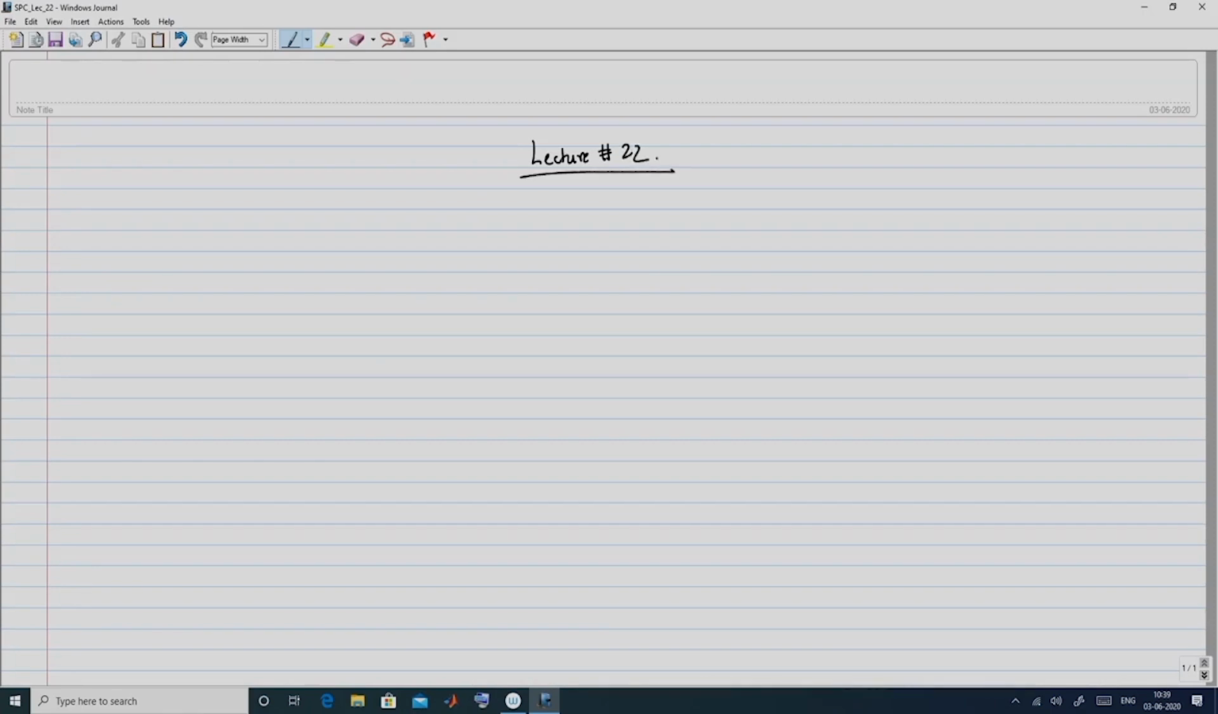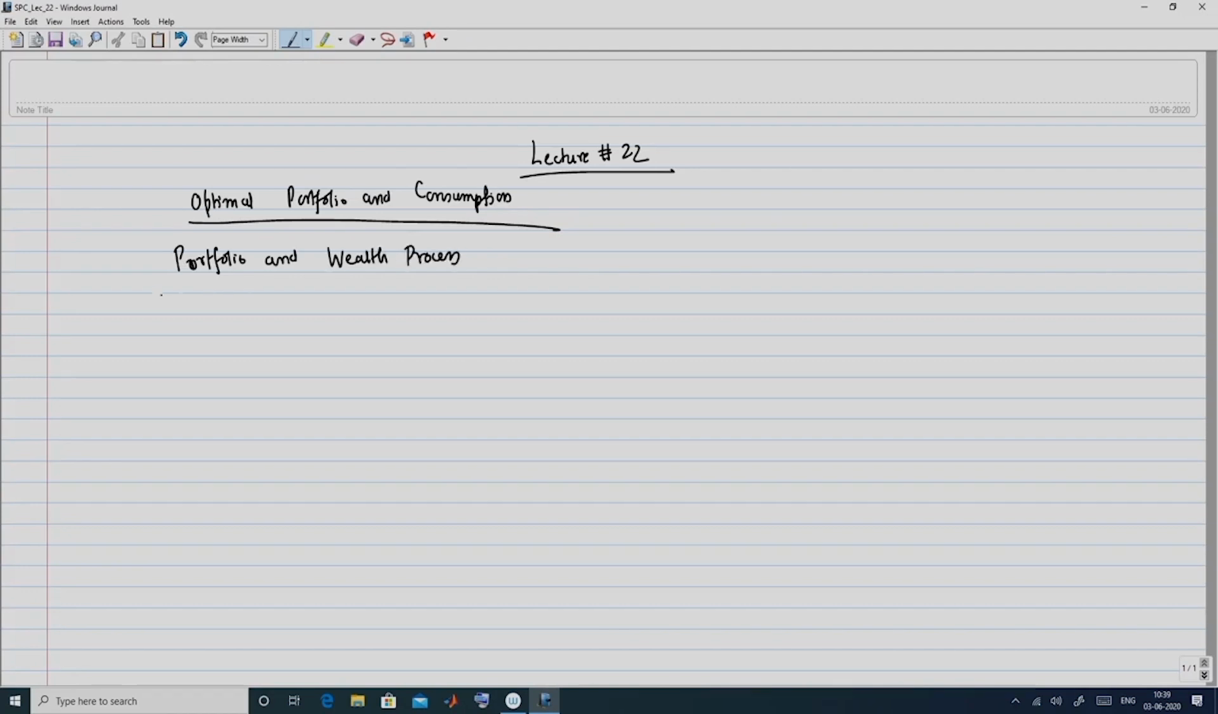The first topic that we will do, so this broader topic is optimal portfolio and consumption. So, we begin with the first topic, that is portfolio and wealth process, and as I said, we will discuss this in the discrete and continuous time framework. So, we will start off with discrete models.